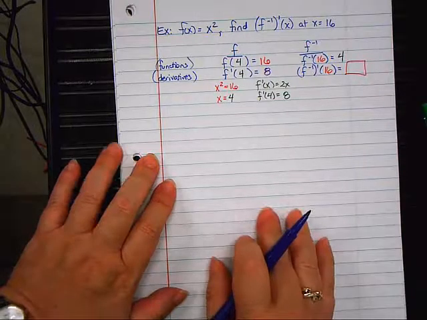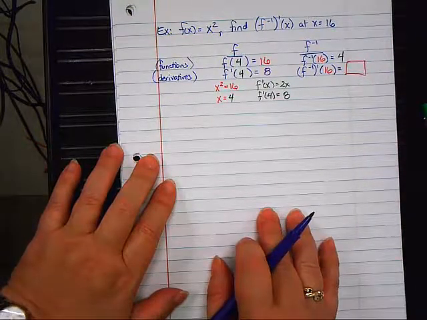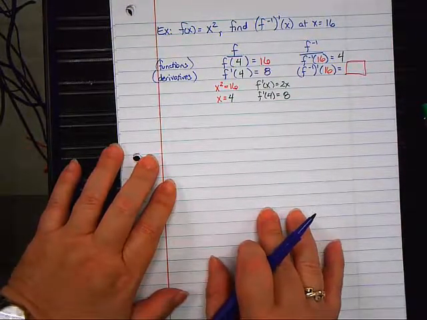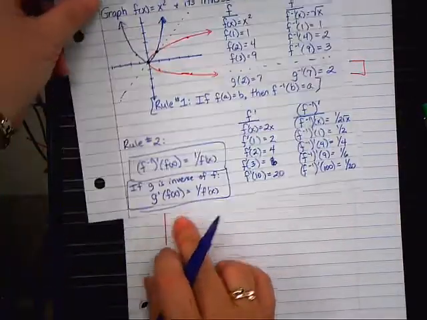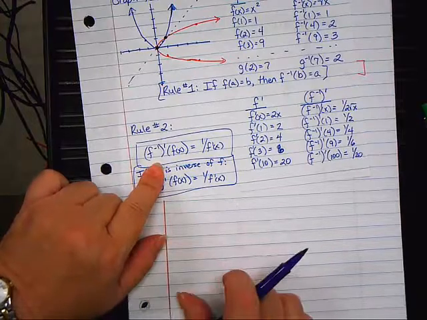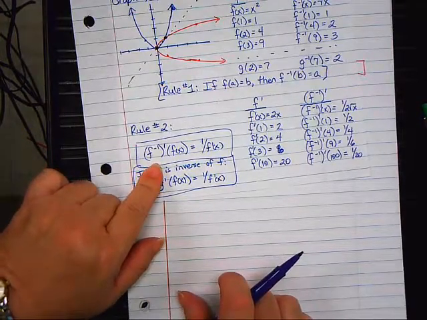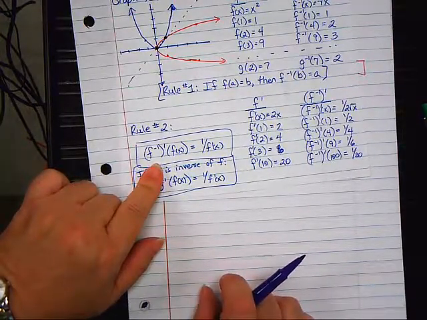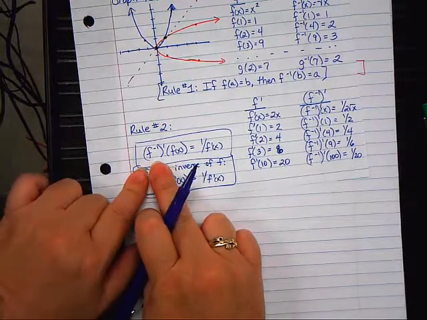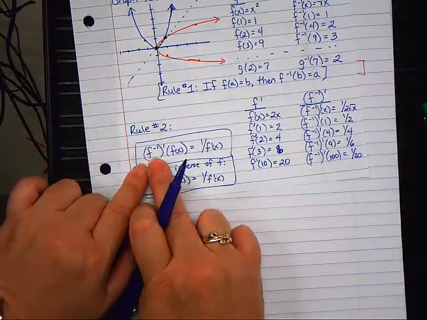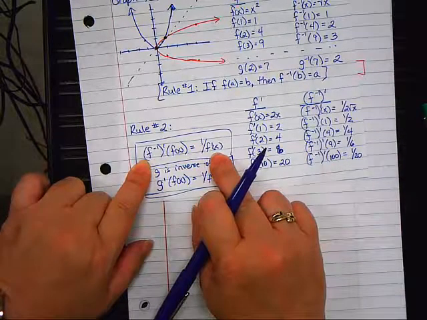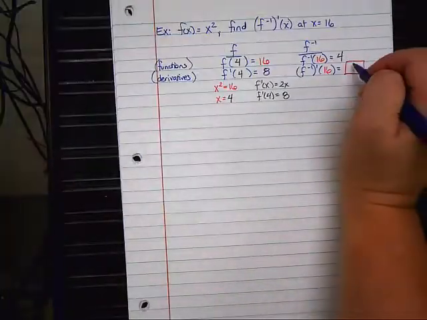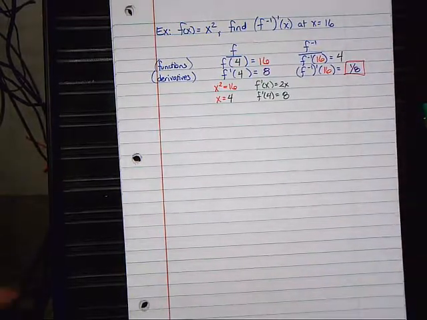So what goes in the box? 1 over 8. How'd you get that? Put it on top. I'm not really sure. Rule number 2. Well, we know the inverse of x squared is 1 over 2 times pi bar. Right. It's rule number 2. It says the derivative of the inverse is the reciprocal of the derivative of the function. So this is 1 over 8, and you are done.